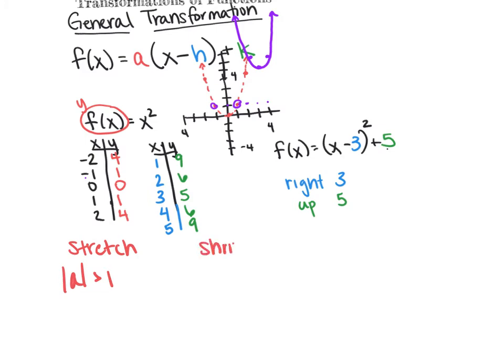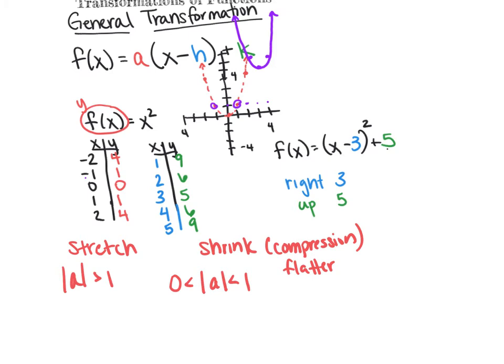A shrink is when the absolute value of A is in between 0 and 1. And you may see a shrink called a compression. And when we compress something, actually we make it flatter, by the way. Think about compressing a can. If you're looking at a cylinder, if you compress it, you push down, it makes it flatter. When you stretch something, imagine pulling a cylinder up, it makes it narrower. So a stretch makes something narrower, a shrink makes something flatter.